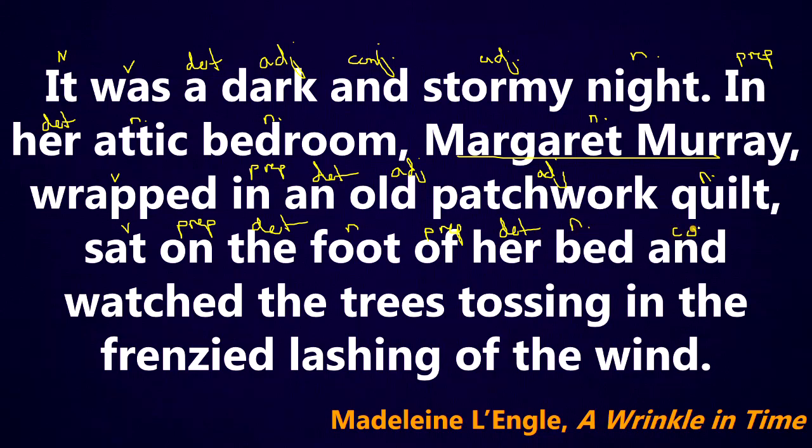And is a conjunction. Watched is a verb. The is a determiner. Trees, noun. Tossing, working kind of like a verb here. It's that participle I was mentioning before. In is a preposition. The is a determiner. Frenzied is an adjective. Lashing is working as a noun, even though it's normally a verb. Of is a preposition. The is a determiner. And wind is a noun.